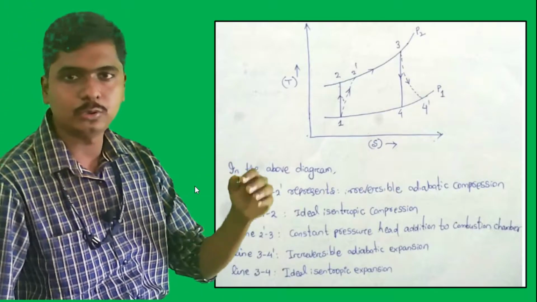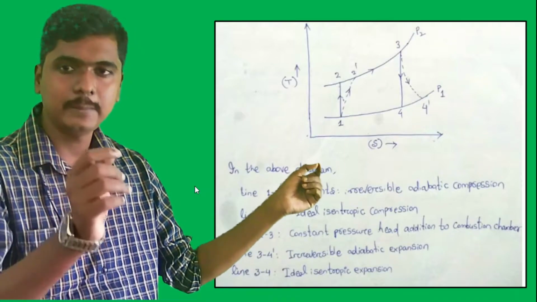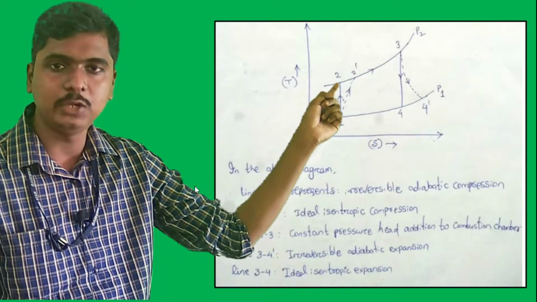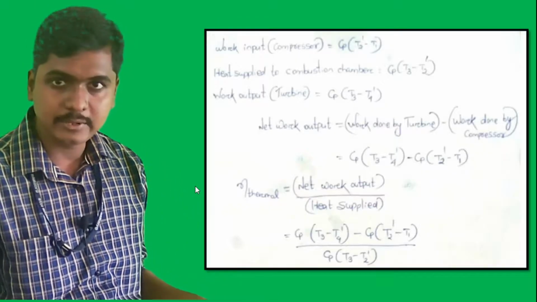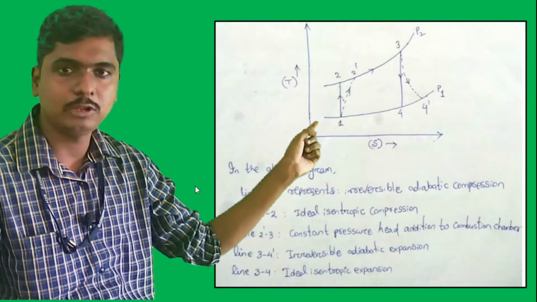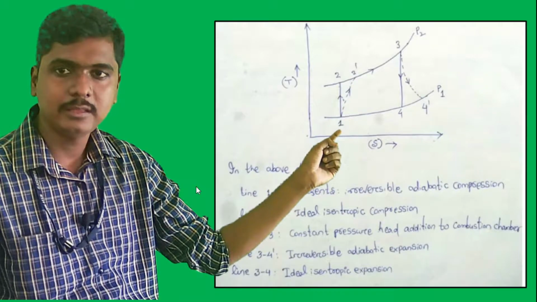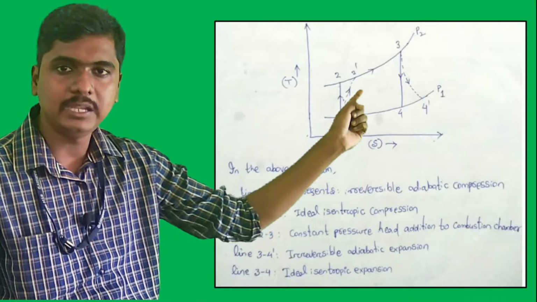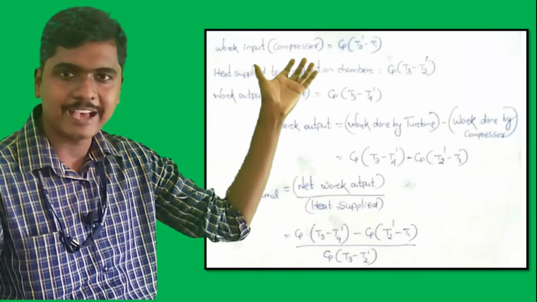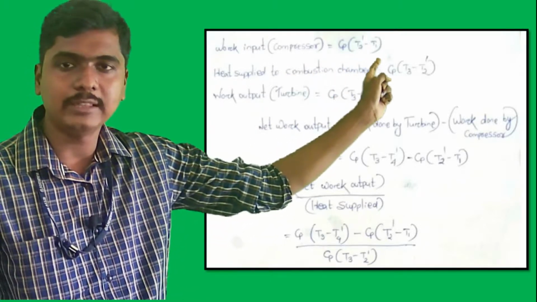First thing is work input. Work input is Cp, where Cp means specific heat at constant pressure. So work input is Cp into T2 minus T1. The ideal work is Cp into T2 minus T1, and the actual work input is Cp into T2 dash minus T1. I have taken the actual thing. Work input in compression is Cp into T2 dash minus T1.